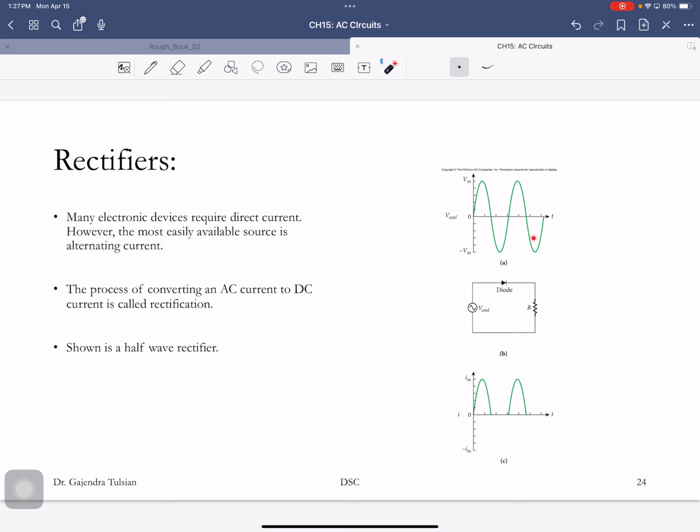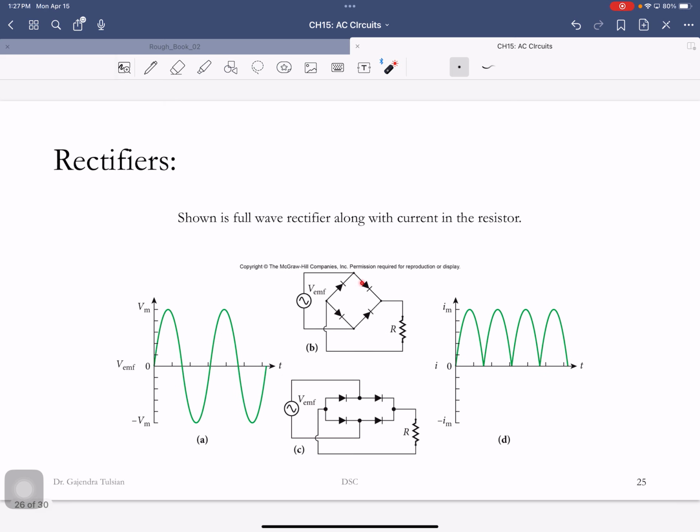But you threw this money out the window, the negative cycles. So you want to fix that. And you can fix that by using 4 diodes. If you connect 4 diodes like this and connect an AC source, what you'll see on the load is all the cycles, the positive and the negative cycle.